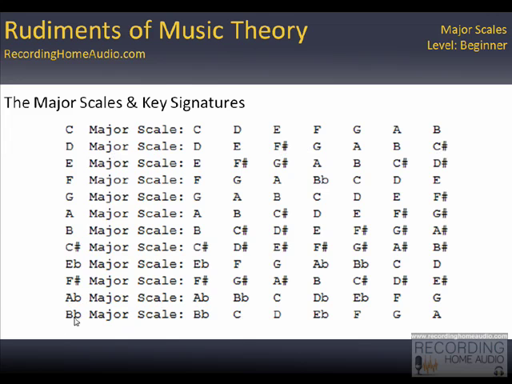And then we have the key of B flat major, which has two flats, B and E. You'll never have a key that has sharps and flats. It's either sharps or flats, and the only scale that has no sharps or flats is C major. So, take a look at this from time to time and just get familiar with it. But there's an easy way to memorize the major scales, and that's using the circle of fifths, which we'll look at later.